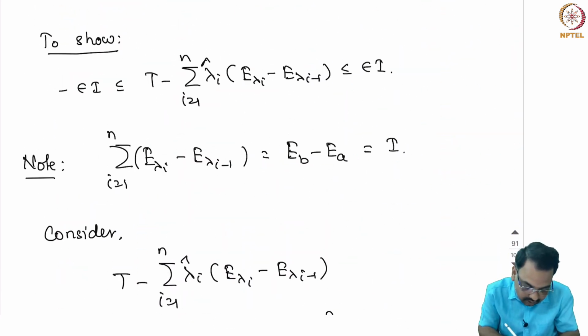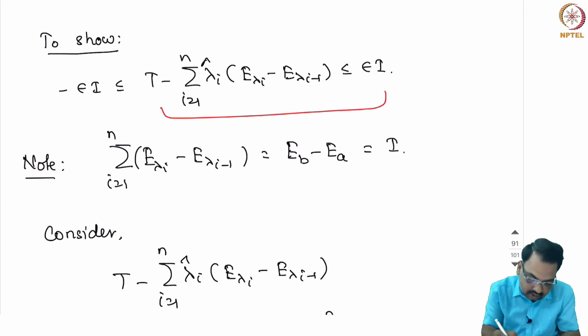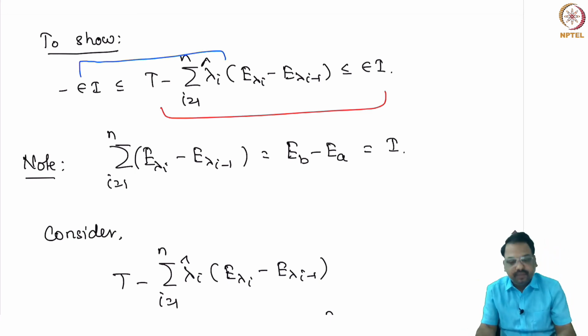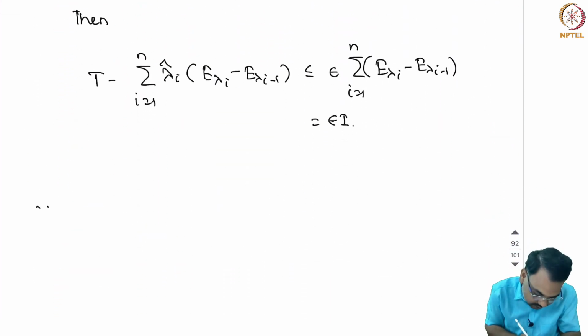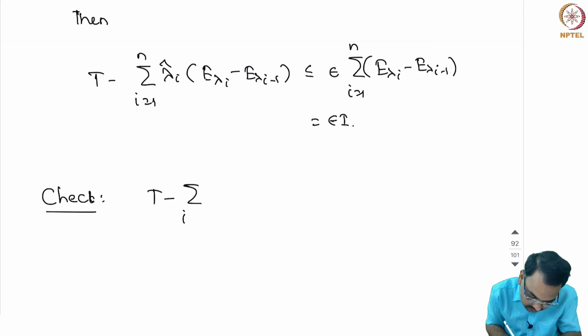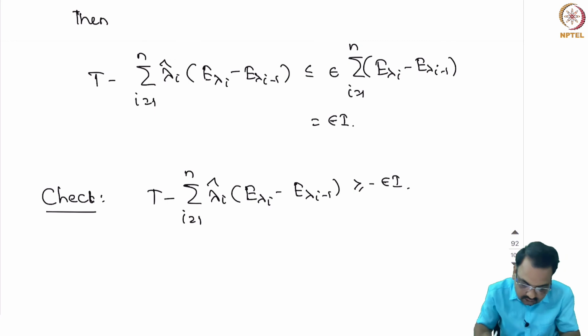So we have shown so far this inequality. Now using the same trick we can show that the other inequality also holds true. That means this inequality also holds true. So from these two inequalities we can conclude that, similarly we can show that the summation i equal to 1 to n of lambda_i hat times E lambda_i minus E lambda_{i-1} is bigger than minus epsilon times identity.